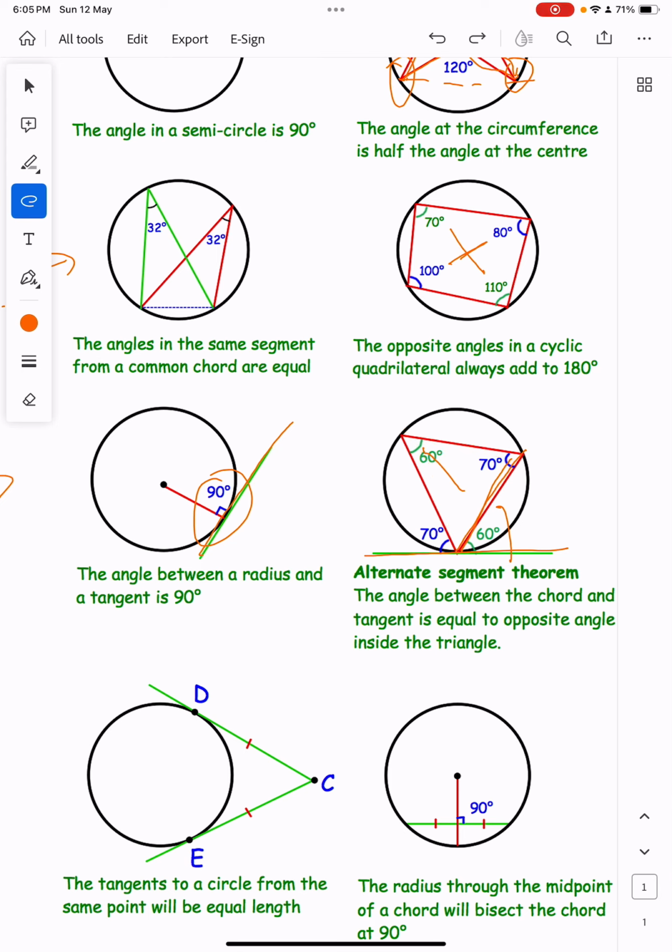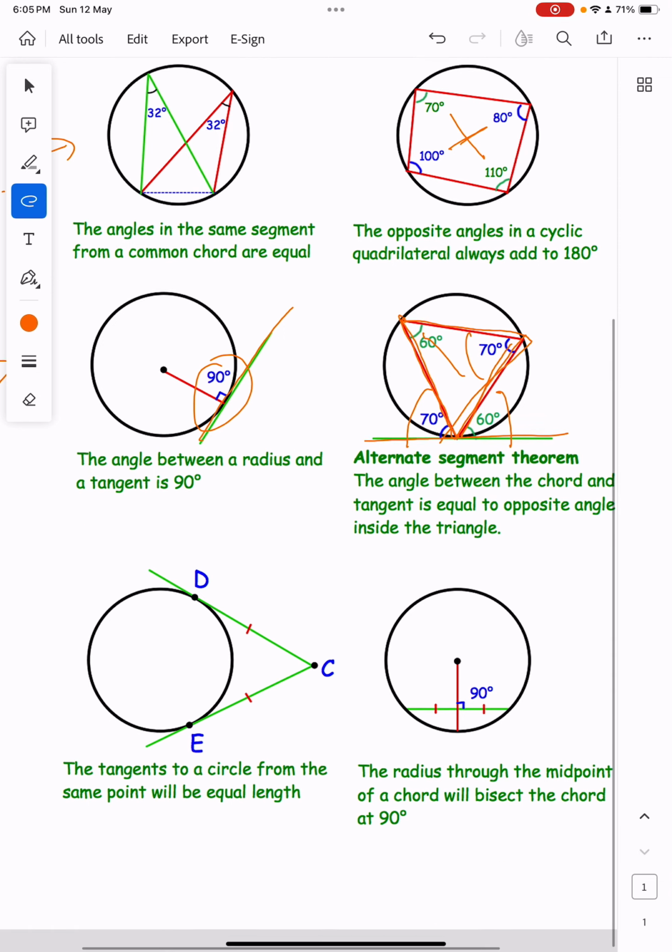And if we look at it on the other side of the tangent, we have this angle of 70 degrees here, and then we have this chord coming here. And if this chord now is the base of the triangle, then the angle at the top is going to be the opposite angle inside, and that is going to be equal to 70 degrees there.